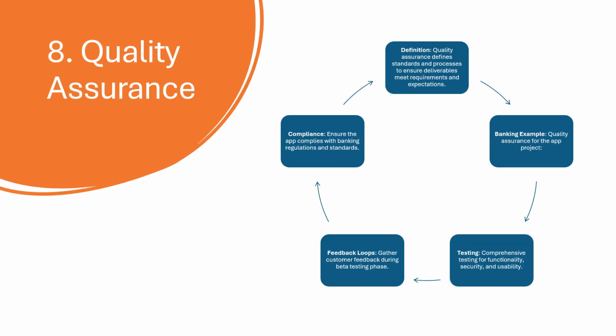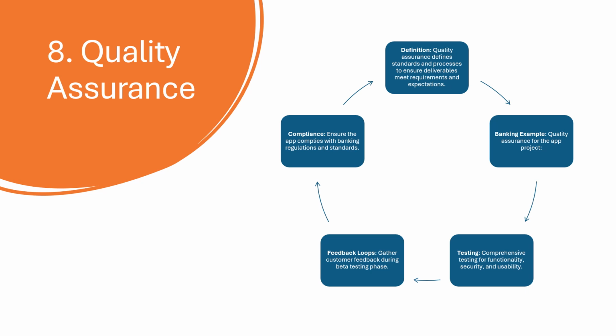And the eighth point is quality assurance. Quality assurance is also a very, very important thing, because if you're developing any product and you don't have proper quality, what will happen? It's very difficult to convince a customer, and a lot of customers will go away and will not take your product. So we have to have proper quality for your product. So I'll again read through a definition. What is the definition of quality assurance? Quality assurance defines the standard and process to ensure deliverables meet requirement and expectation. So this is the definition again.